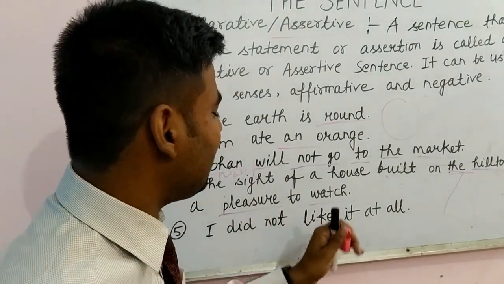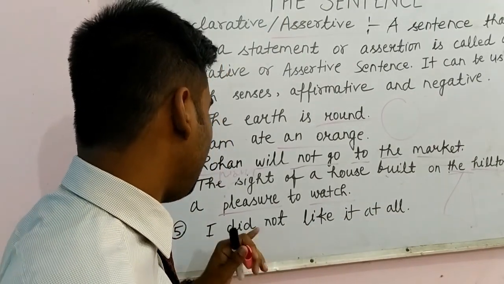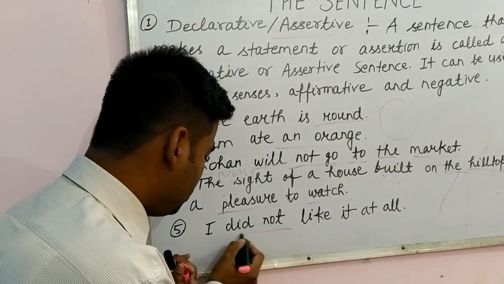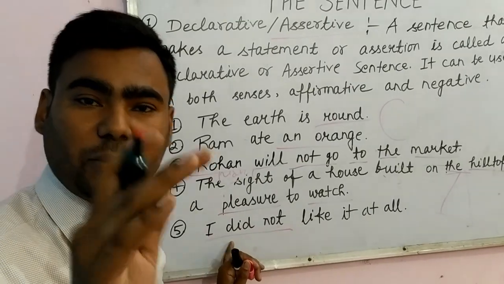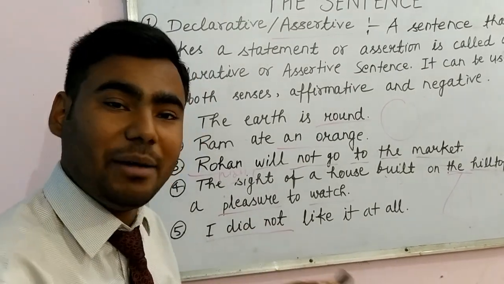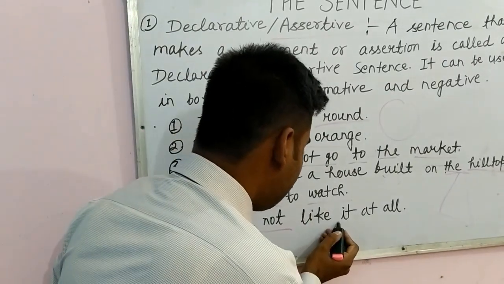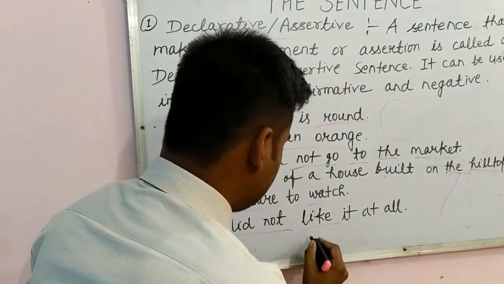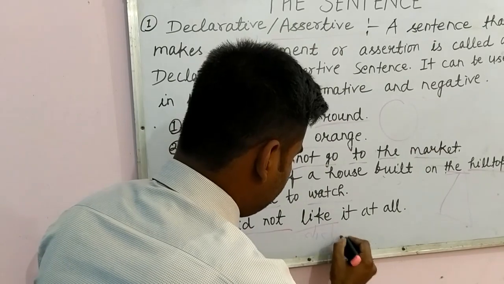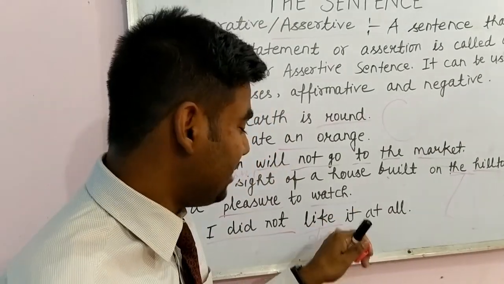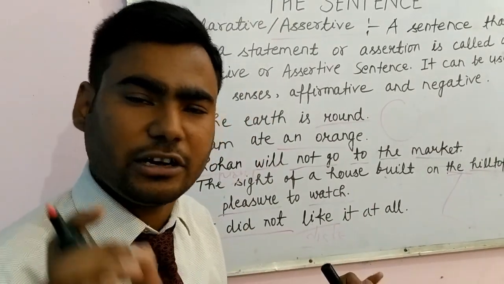I did not like it at all. I did not means you probably do not like this. I did not means you have already decided you are not going to like this. Like, and otherwise the second word is dislike. We will describe the meaning of all these words.